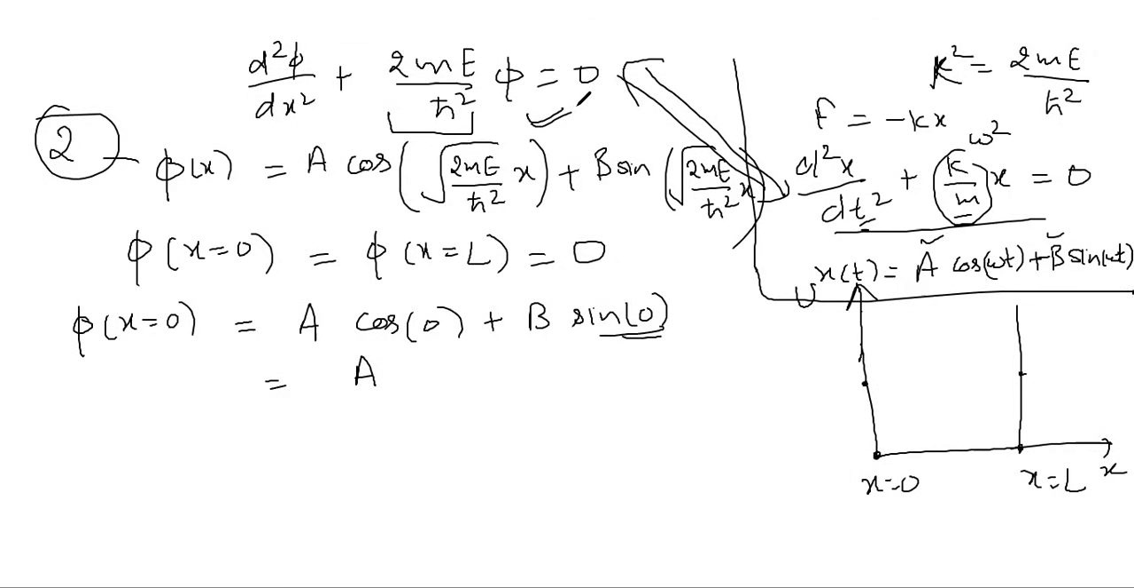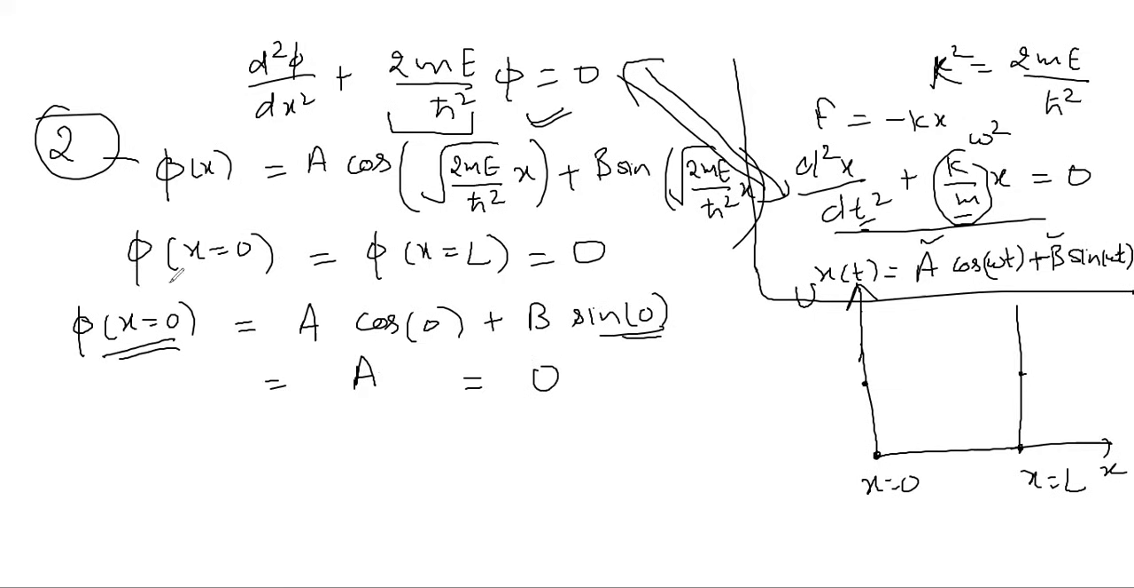Am I correct here? Anyone? Yes, ma'am. I just said that there will be only the cosine term in this expression now. Am I correct in saying that? If I say that at x is equal to 0, you will get a cos 0 plus b sin 0. Sin 0 is 0. You will simply have a here, equal to 0. A is equal to 0.